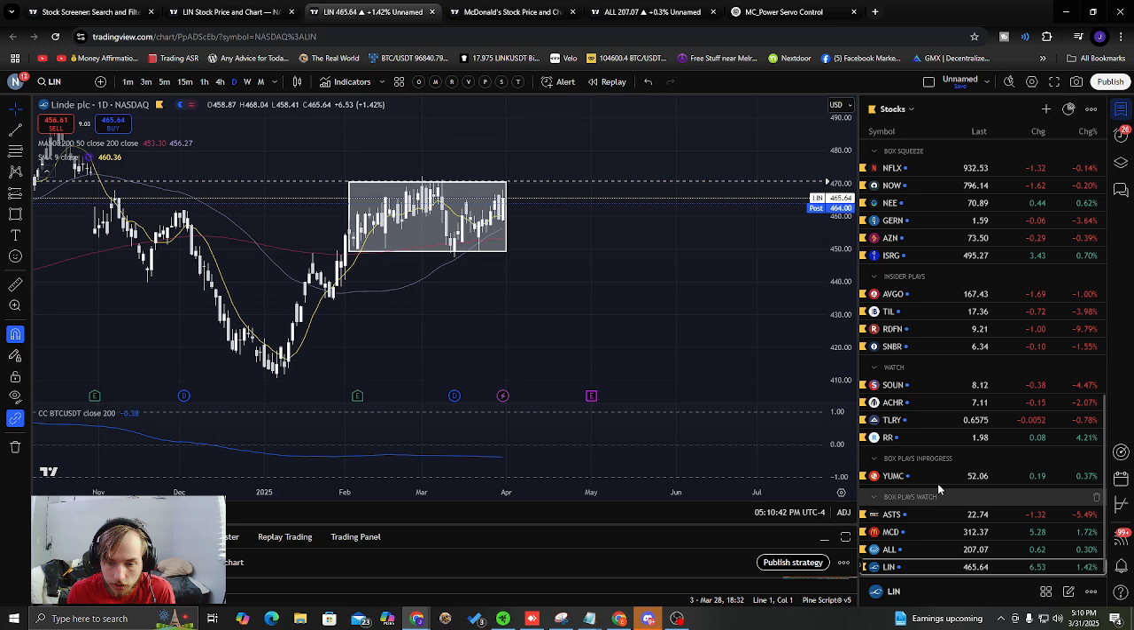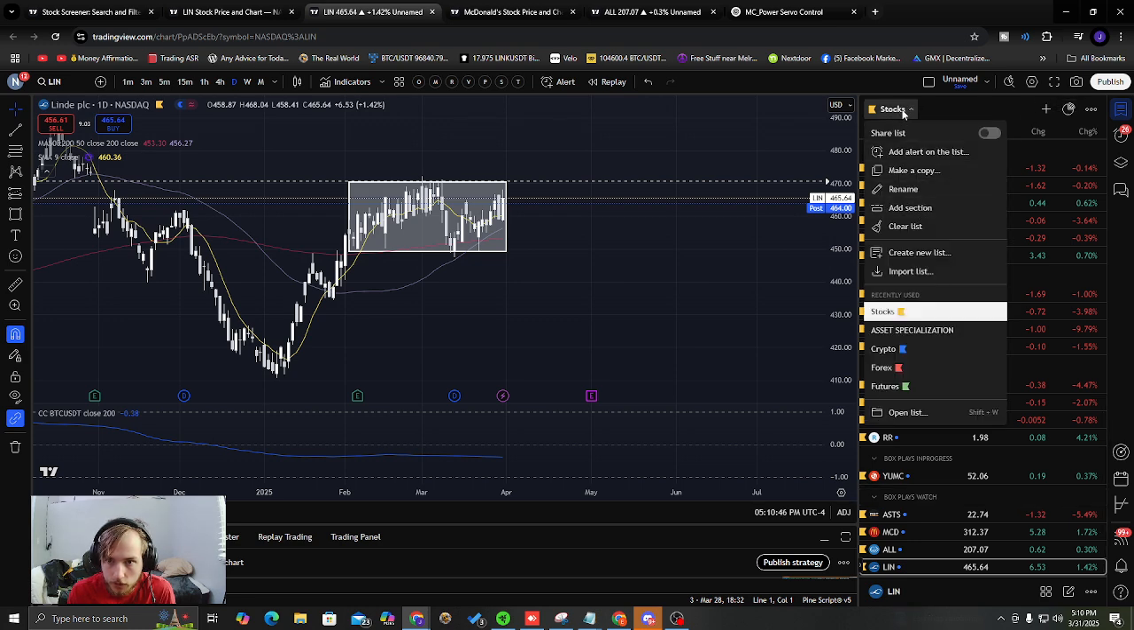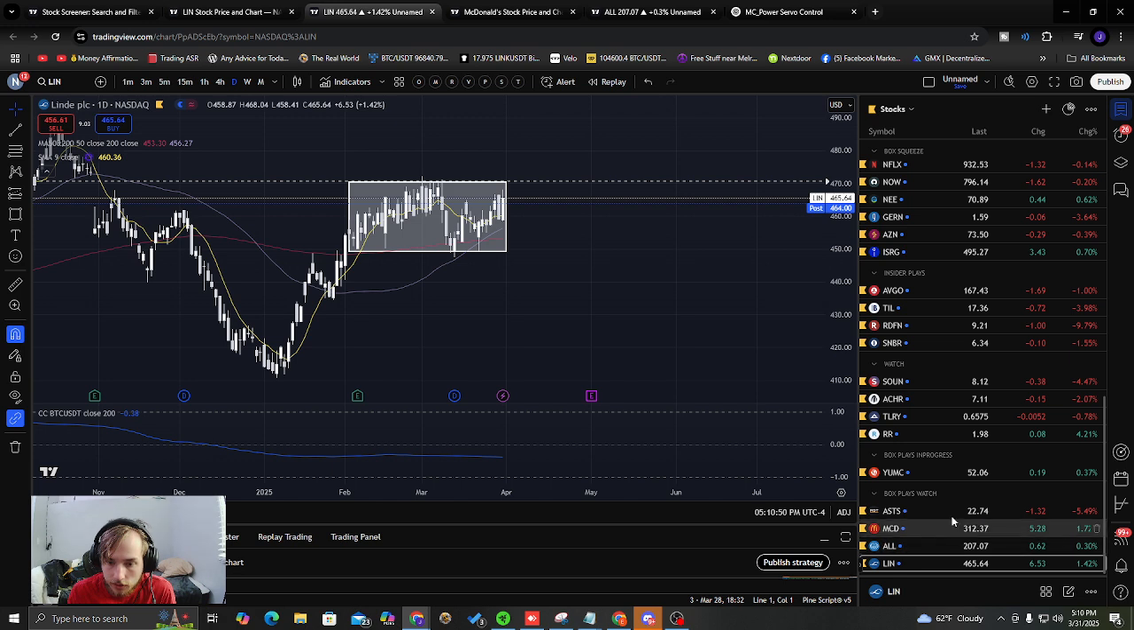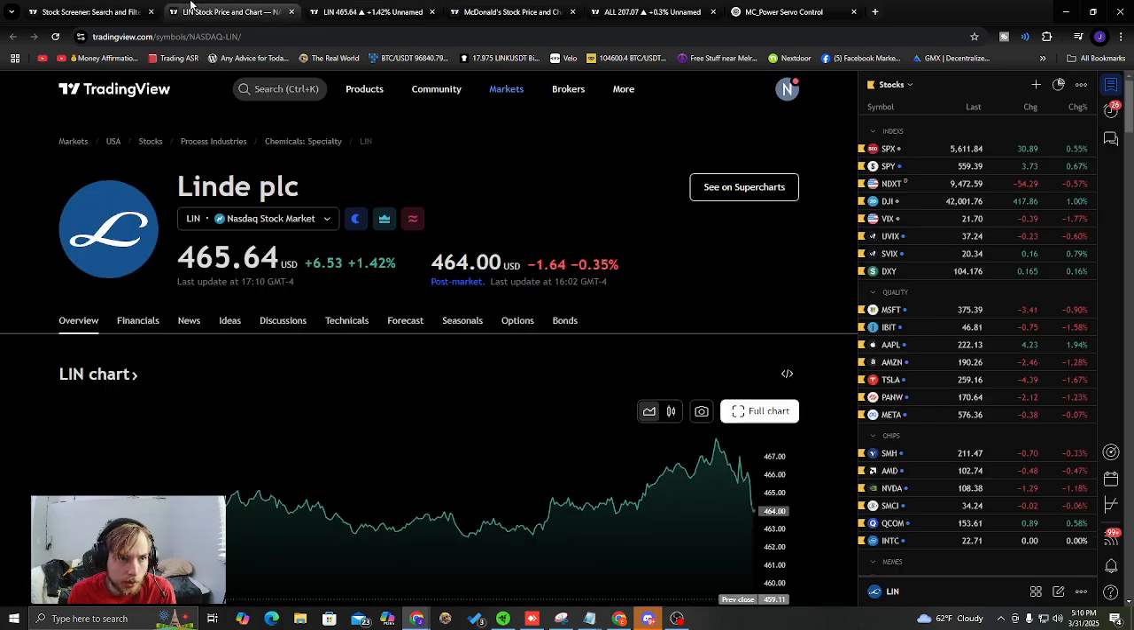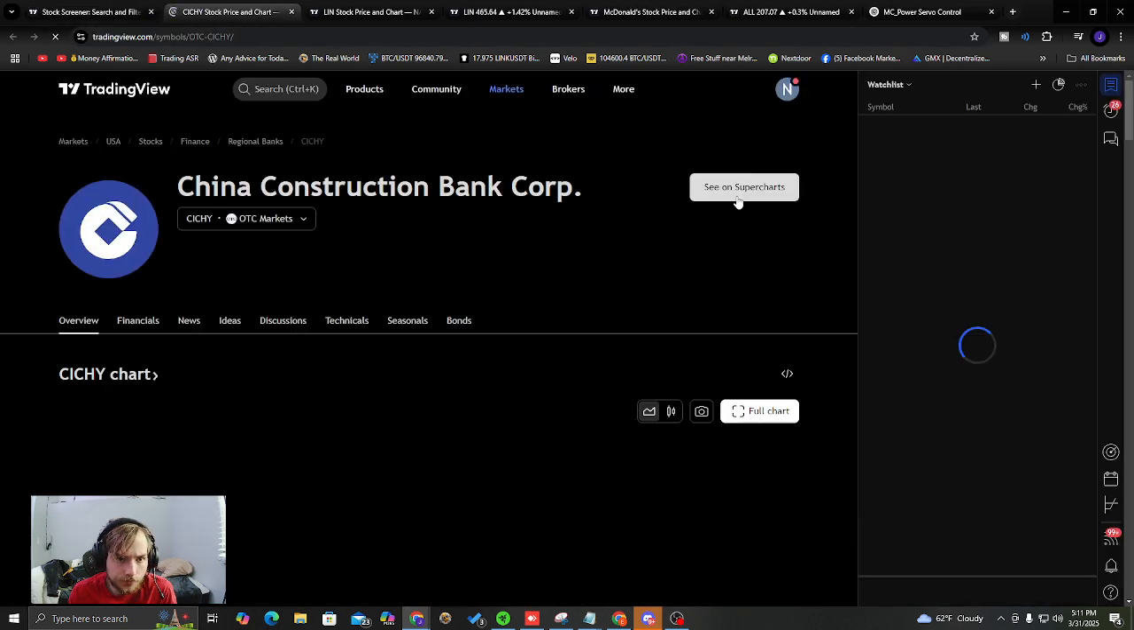So I got a nice little section here. If you don't know how to add sections, you can go to the drop down here, hit add section, and define different sections. So we got the box plays watch list here for me. We'll be taking a look, seeing which ones are good here.